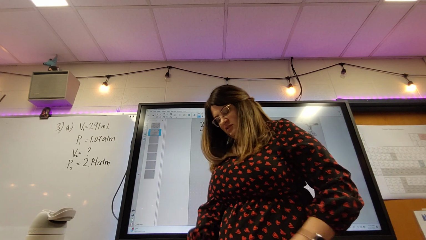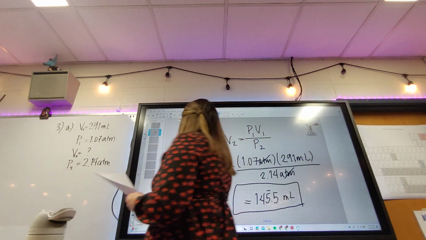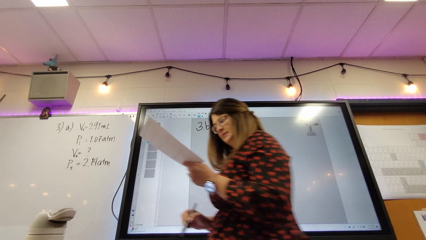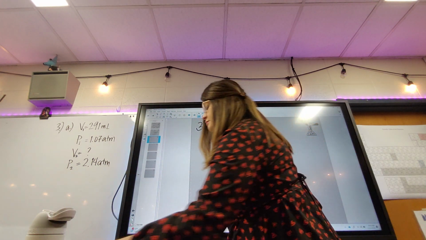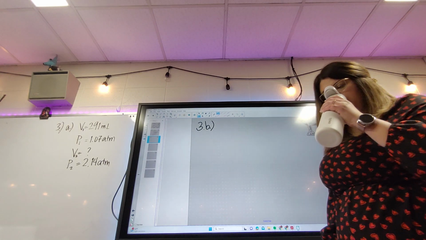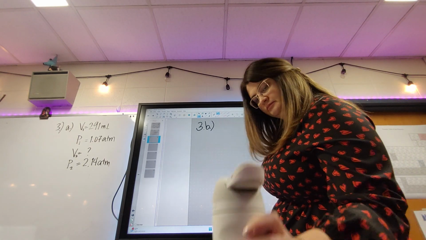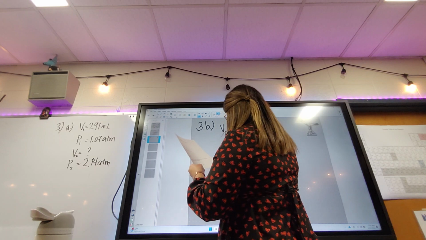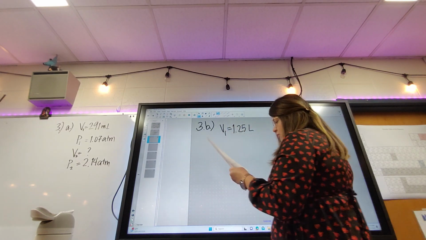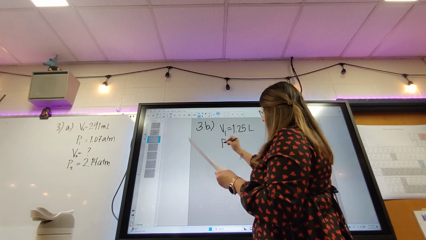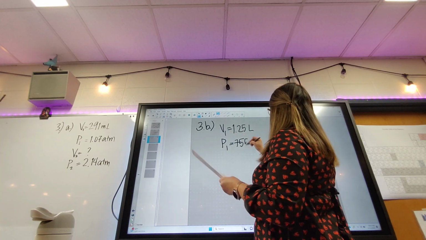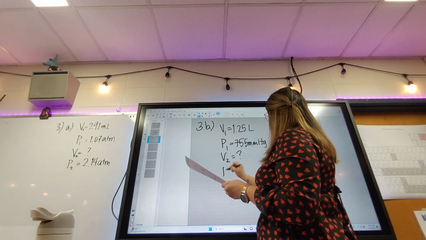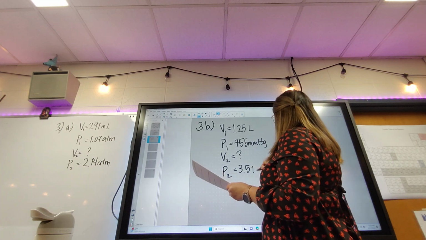All right, I am going to do another one of these with you. Then we'll do something a little bit harder. All right, so let's do 3B. Make a data table for me. So I'm going to say that V1 equals 1.25. So that must mean that P1 here is 755 mmHg. V2 again is question mark, and then P2 is 3.51 ATM.